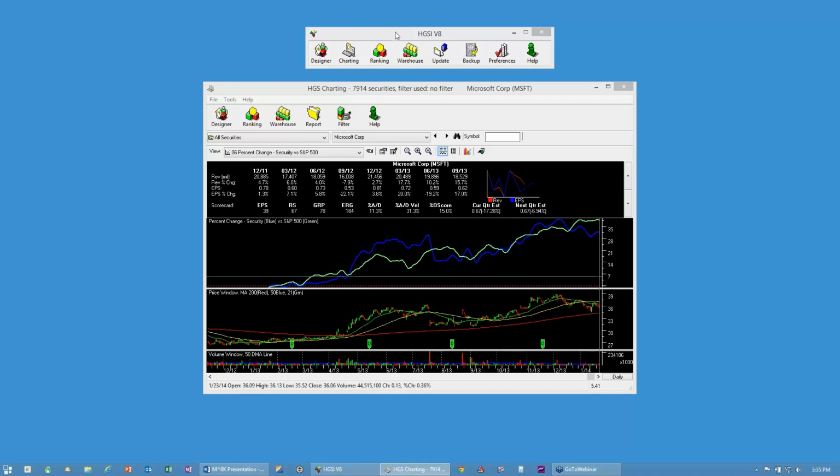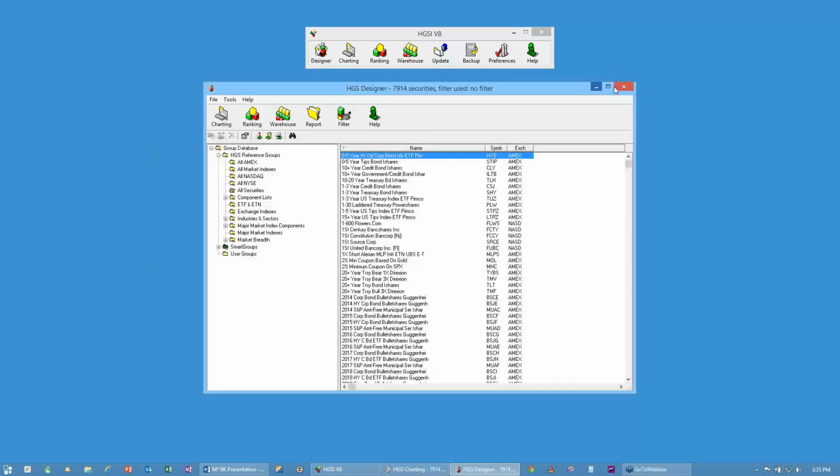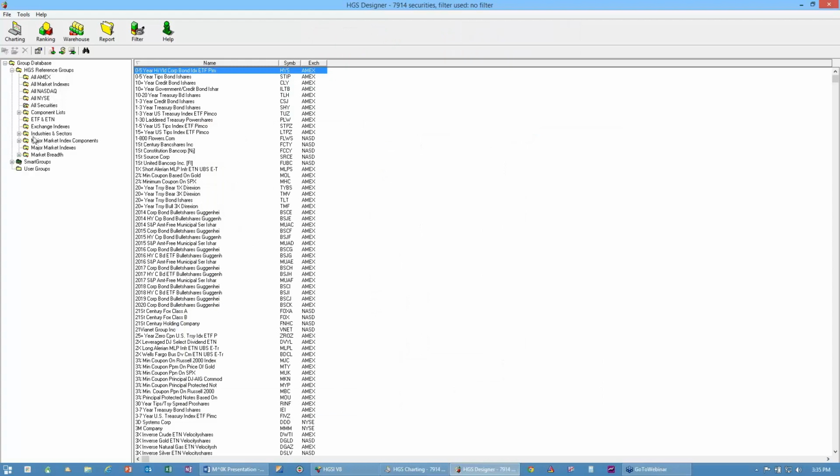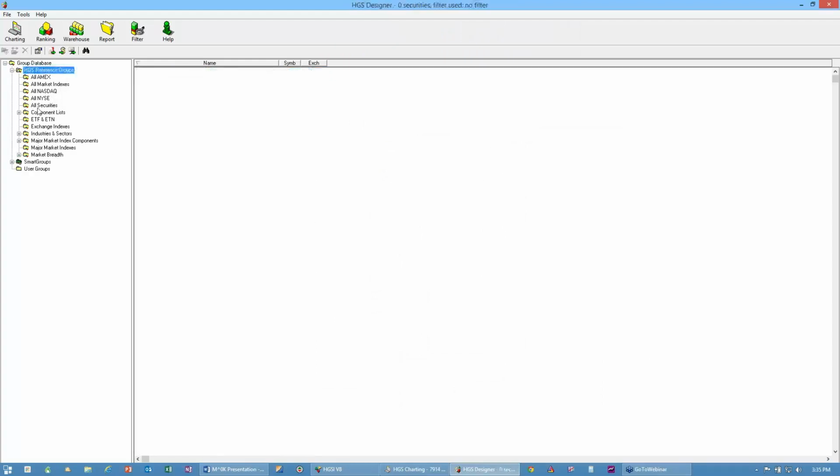But I want to explain a little bit about HGSI, what it is. It's a database of securities primarily, and those securities are housed here within the designer. And these are the reference groups, anything with a yellow or manila folder with the icon, the red, green, and yellow icon. These are folders of data that cannot be altered.